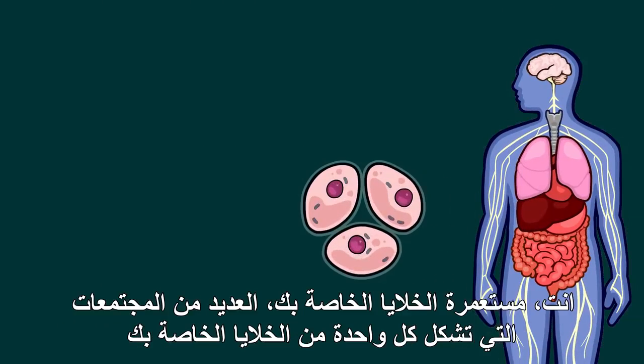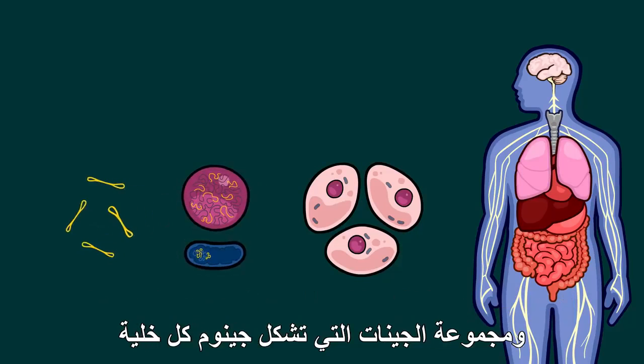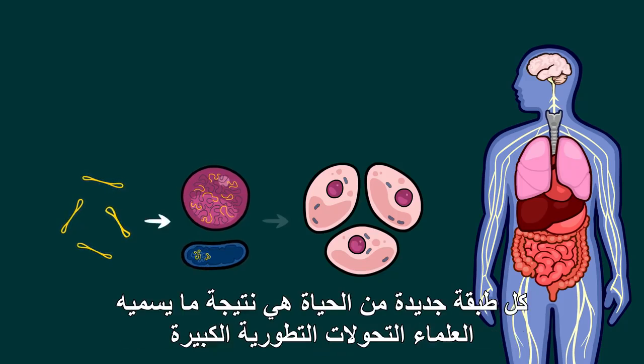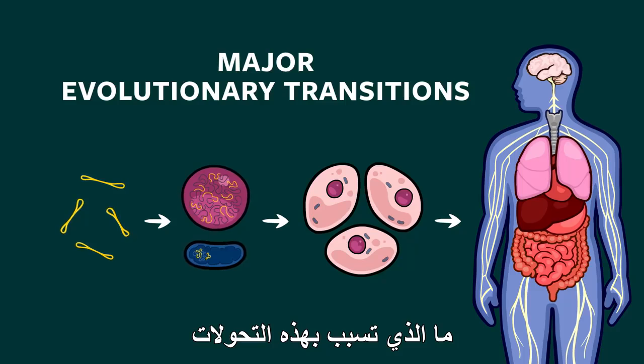You, your colony of cells, the many communities making up each one of your cells, and the collection of genes that make up every cell's genome. Each new layer of life is the result of what scientists call a major evolutionary transition. What was the cause of these transitions?